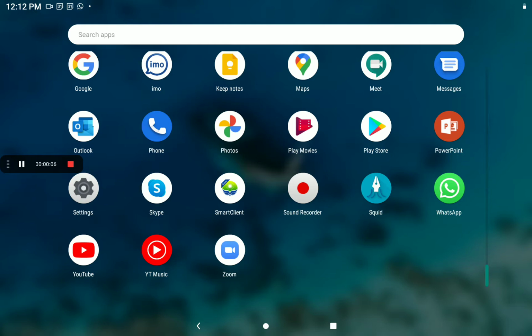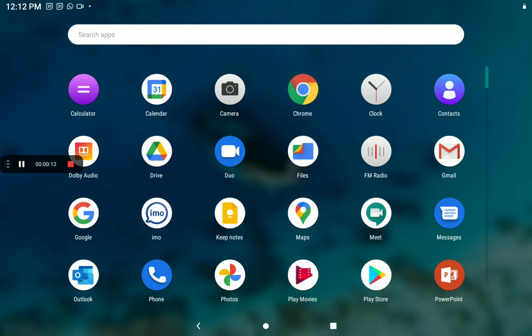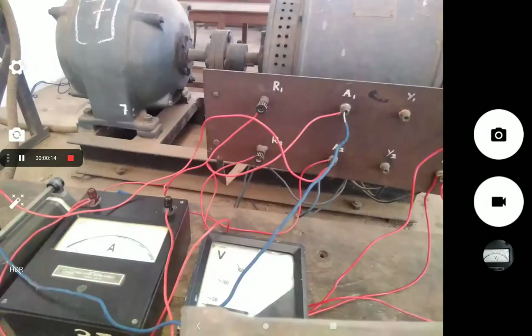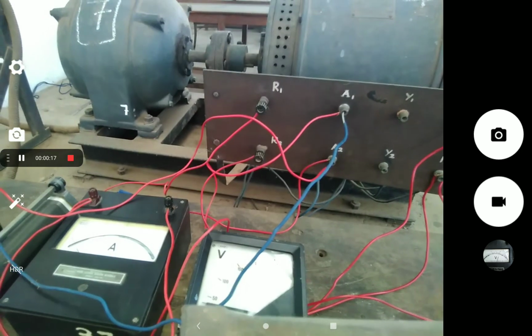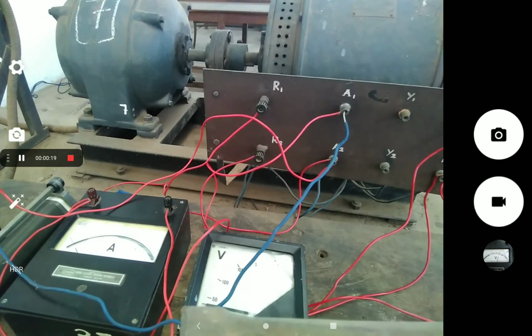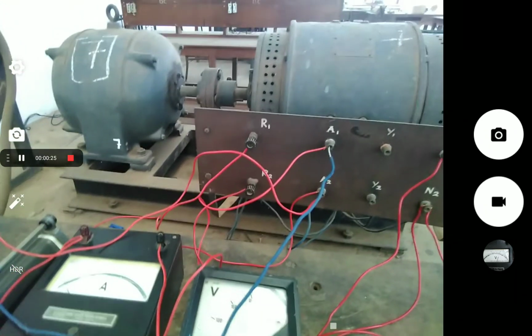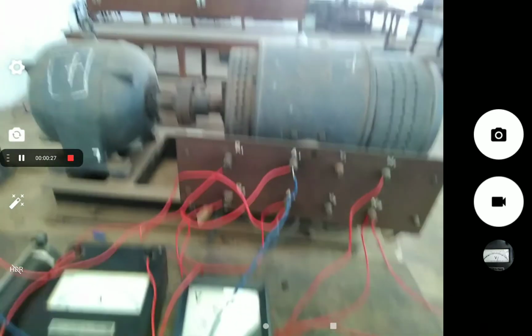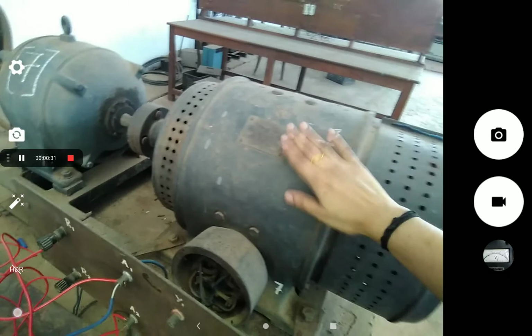Okay, today we are going to do open circuit characteristics of a self-excited DC generator, and I'll explain that. First I will explain the connection. Okay, OCC test of self-excited DC generator. So we are going to connect this generator as a shunt generator. So this is our generator.